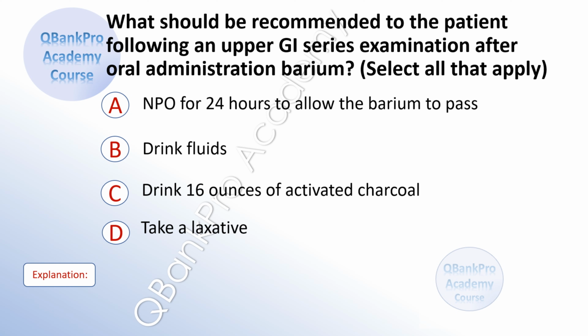I hope you're starting to feel more comfortable with these GI questions. Let's keep going. What should be recommended to the patient following an upper GI series examination after oral administration of barium? Select all that apply. A. NPO for 24 hours to allow the barium to pass. B. Drink fluids. C. Drink 16 ounces of activated charcoal. D. Take a laxative.